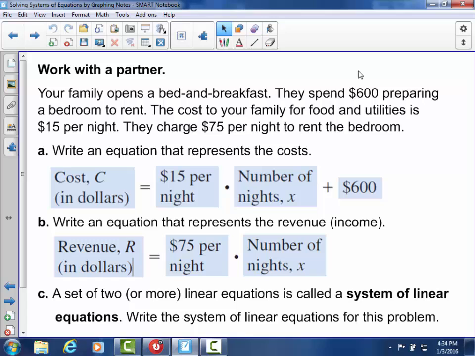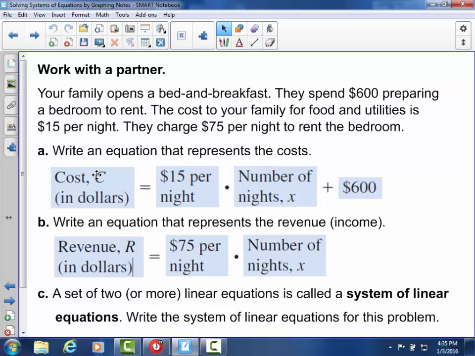All right, so we're going to start here with work with a partner. Your family opens a bed and breakfast. They spend $600 preparing a bedroom to rent. The cost to your family for food and utilities is $15 per night. They charge $75 per night to rent the bedroom. Write an equation that represents the cost.